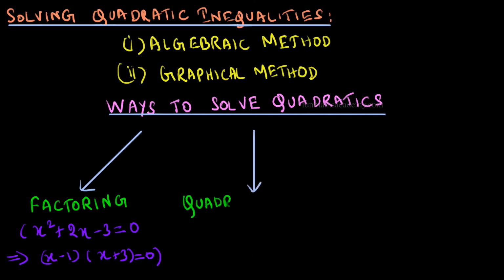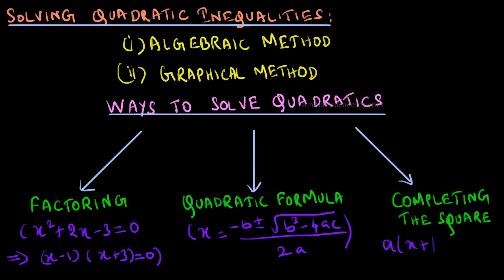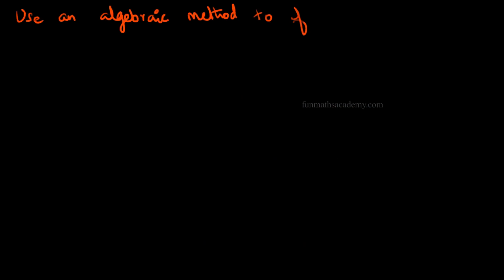Number two is the quadratic formula method. In this method, we use the formula x is equal to minus b plus or minus square root of b squared minus 4ac, all divided by 2a, to find the solution of the quadratic equation. Number 3 is the completing the square method. In this method, we will rewrite the equation as an equation of complete squares and then find the solution. The second and the third methods, which I have mentioned above, can be used to find solutions of any quadratic equation. Okay then, let us now see how the algebraic method can be used to solve a quadratic inequality.